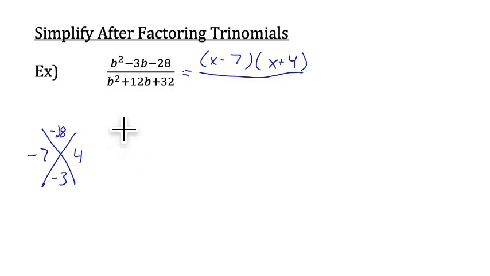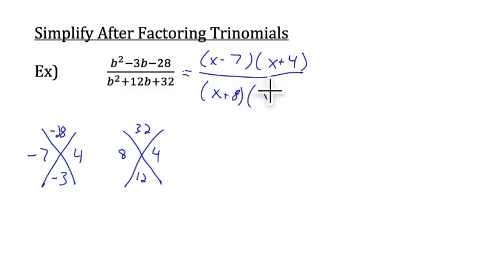Let's factor the trinomial in the denominator now. We want two numbers that multiply to make 32, and those same two numbers have to add up to 12. Well, we know that 8 times 4 equals 32, and 8 plus 4 equals 12. So in the denominator, we have x plus 8 times x plus 4.